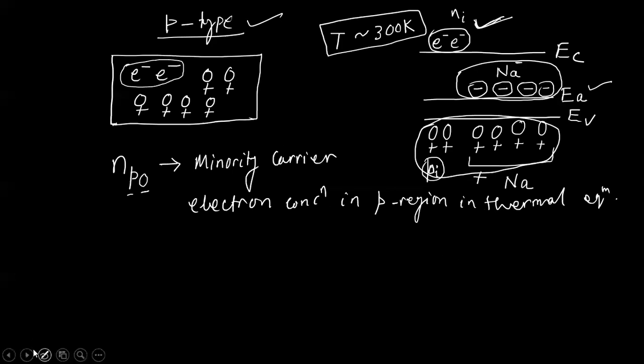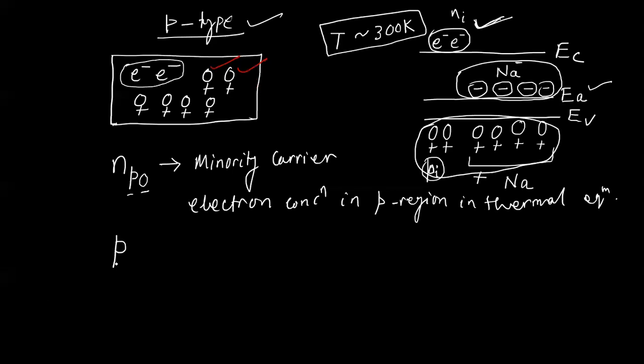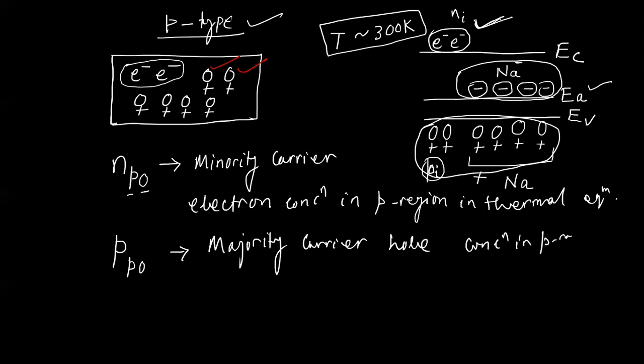Similarly, if you want to write it for the holes, we can write the same way. For the holes, the concentration of holes is given by p, in the p region, so pp0, where 0 is thermal equilibrium. What do you mean by this? Holes in the p region are always the majority carrier concentration. So I will write it as majority carrier hole concentration in p region in thermal equilibrium. So these are the notations we wrote for the p region.